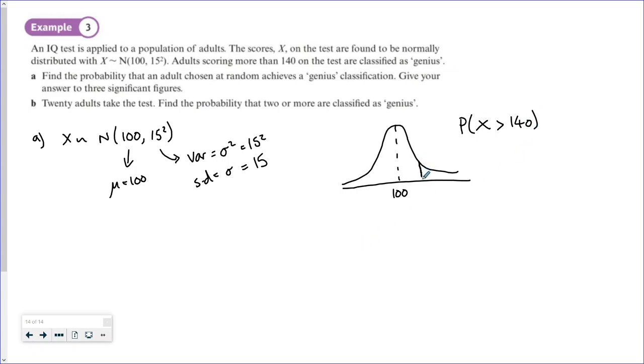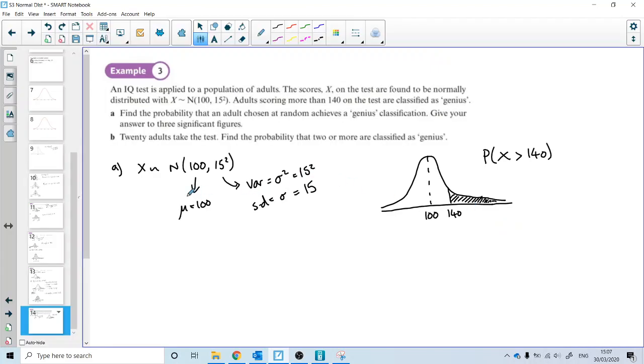So let's put 140 on our diagram, and we want to work out what's that probability there of being to the right of 140. Now, you might know that IQ tests, the score can't go beyond a certain amount, but that doesn't matter because this graph is going to go really, really close to the x-axis really quickly. So it doesn't matter about the fact that it goes on forever to infinity, because these probabilities down here are going to be negligible.